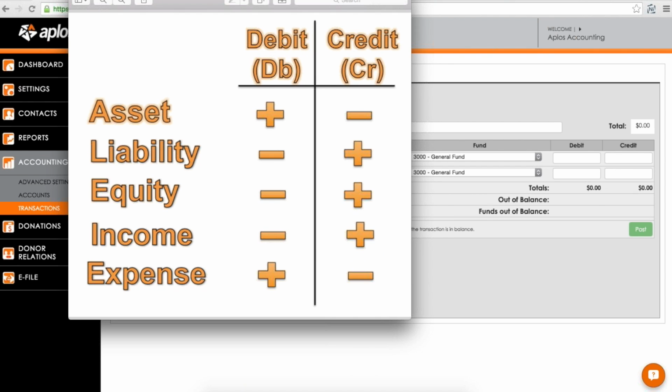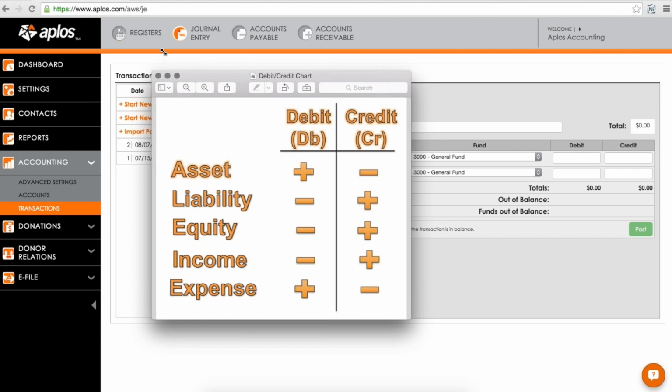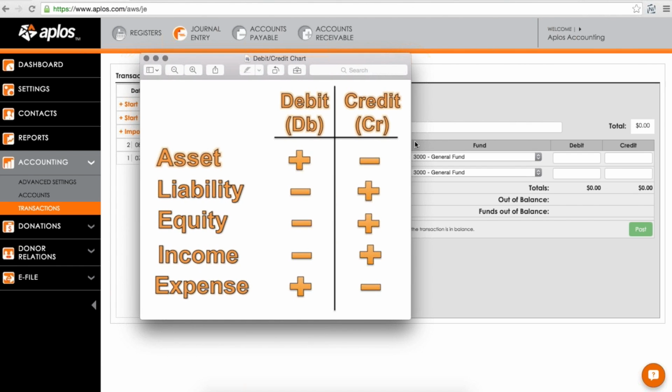Okay, so let's do an example. So let's do another simple income purchase here.